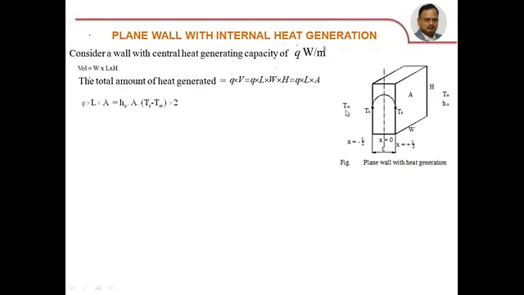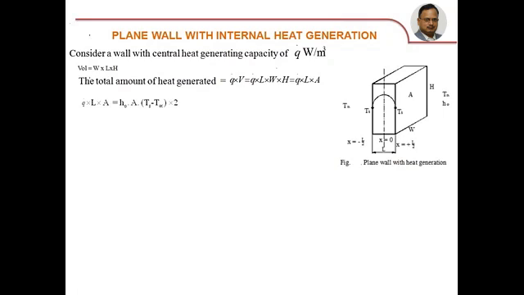Since the convective heat transfer coefficient is the same and the temperature of the surroundings is also the same on both sides, the surface temperature should be the same, Ts, Ts. Heat is generating at the center, so the temperature will be maximum at the center and minimum at these surfaces. And because both surfaces are exposed to the same kind of environment, the temperature of both faces will be the same.